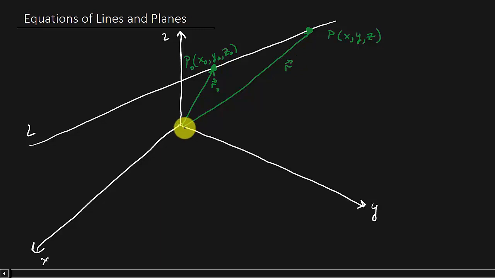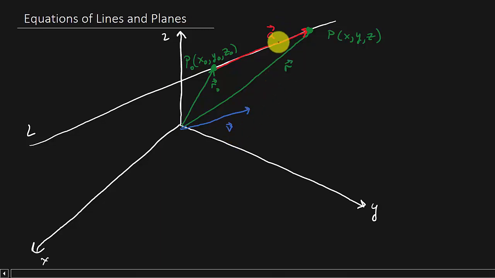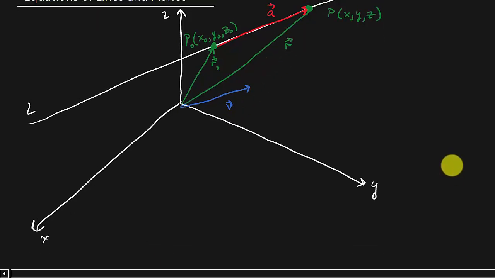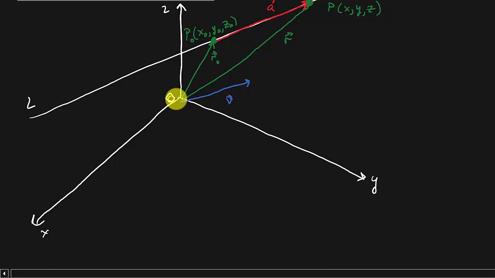And then we have another vector like this. We'll call this V. This vector V here is parallel to this line L. And so there's a vector that goes like this. We'll call this vector A. Now, vector V and vector A are parallel. And of course here we've got the origin there.